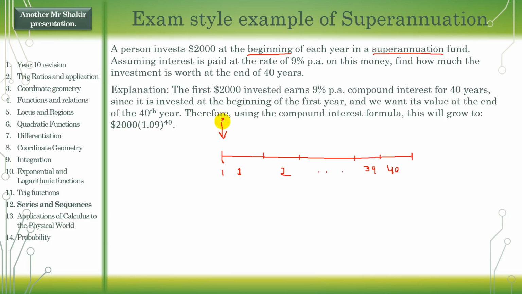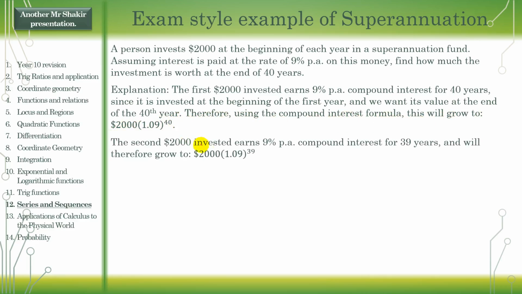And I'm putting in 2,000 over here, beginning of every year. So this is going to compound for 1 year, 2 years, and over here it'll be 39 years, 40 years. So the first $2,000 invested will earn for 40 years. Okay, so for 40 years, since it is invested at the beginning of the first year and we want its value at the end of the 40th year. Therefore, using the compound interest formula, this will grow to that.